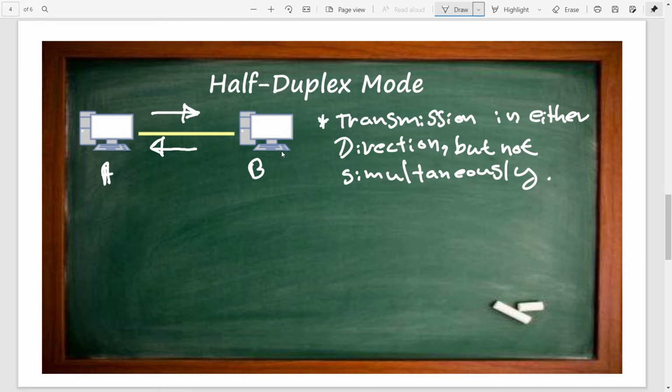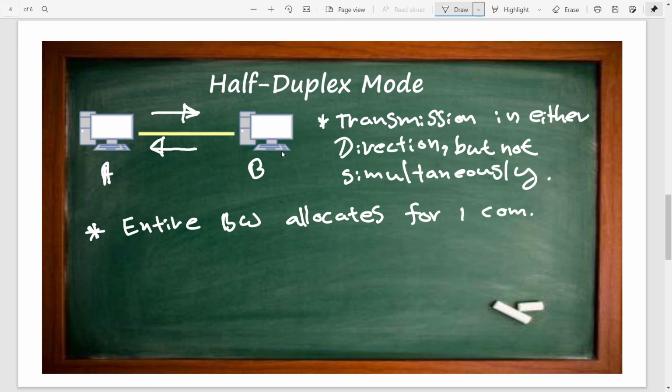In this communication also, at one time data can flow in only one direction. So at that time the entire bandwidth is allocated for one communication process. The entire bandwidth is allocated for one communication process at one time.